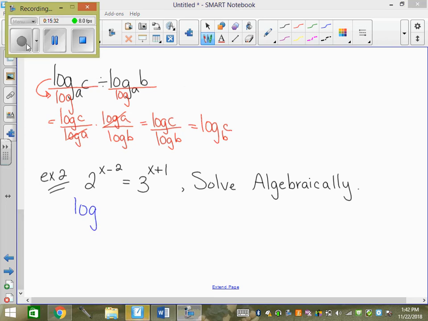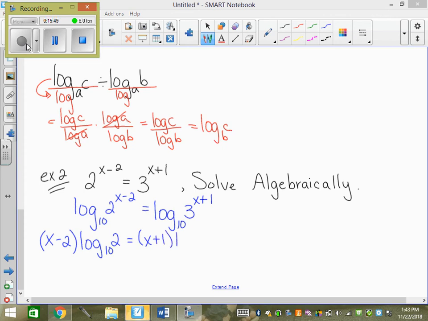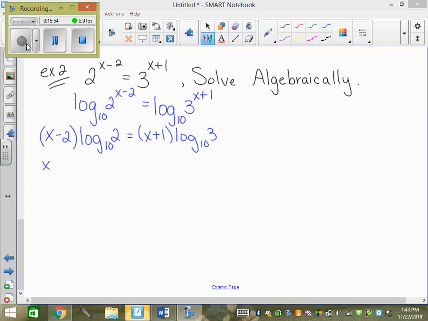So we get log base 10 of 2 to the x minus 2 equals log base 10 of 3 to the x plus 1. Drop in front, x minus 2, make sure it's in brackets so you remember to distribute it. Log base 10 of 2 equals x plus 1 log base 10 of 3. Next step is to distribute. X log base 10 of 2 minus 2 log base 10 of 2 equals x log base 10 of 3 plus 1 log base 10 of 3.